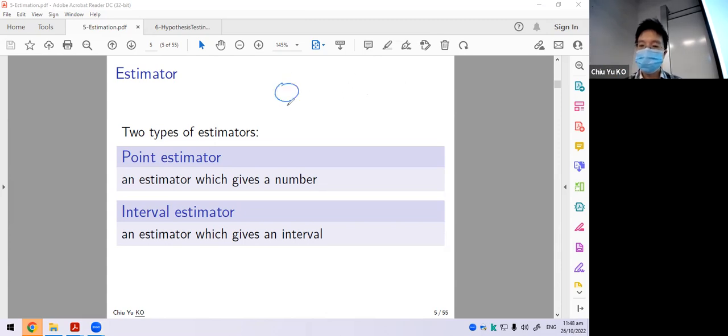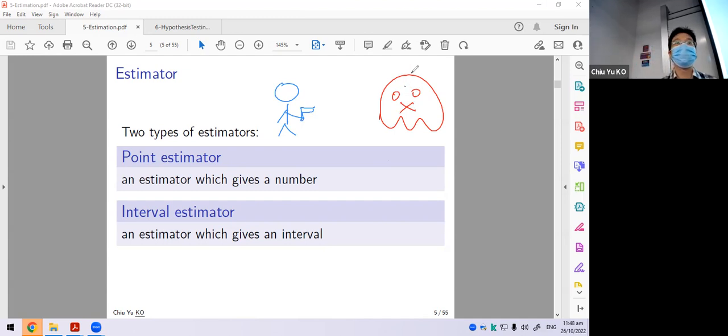Suppose you are the protagonist of a film, and there may be a ghost there. You try to shoot the ghost. If you have a pistol and you just hit it, then that is a point estimator.